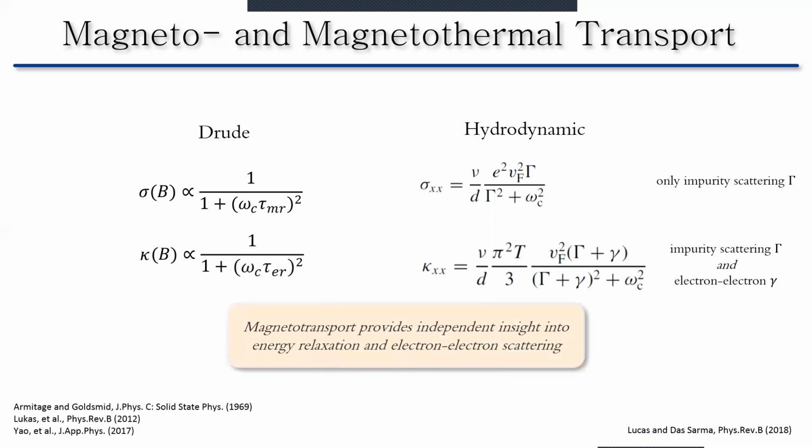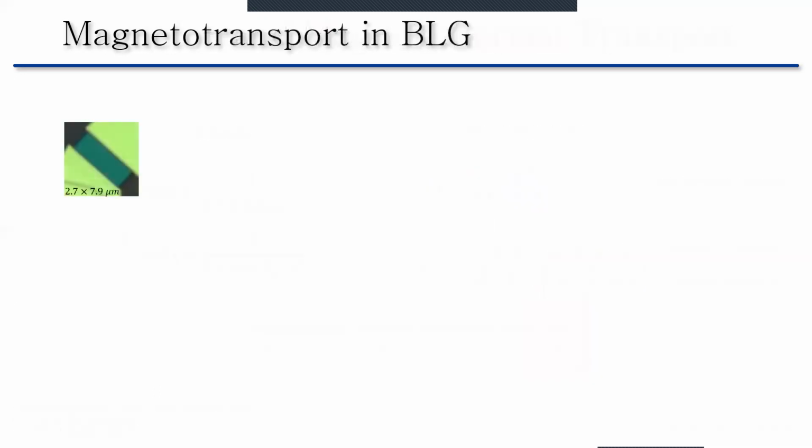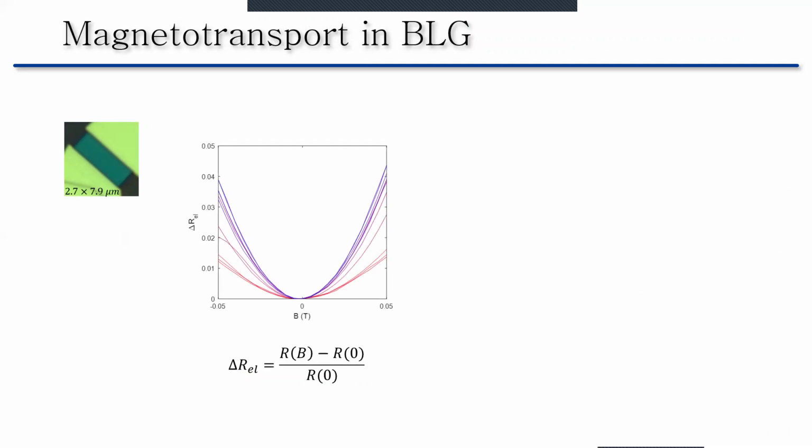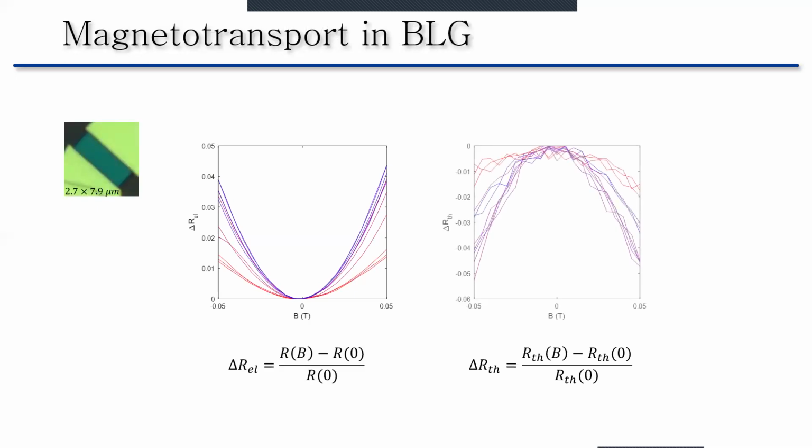So by using a magnetic field, we might be able to get some independent insight into what these numbers look like, the comparative magnitudes, let's say, of the impurity and the electron-electron scattering lengths or rates. So let's try this in our bilayer graphene sample. We compute the traditional magnetoresistance value, which is the value at some finite field, subtract the zero field value and normalize to the zero field value. And what we see are these nice parabolas as long as you measure over a small enough field range. And we can construct the same quantity for our thermal resistance. And this is what we saw.